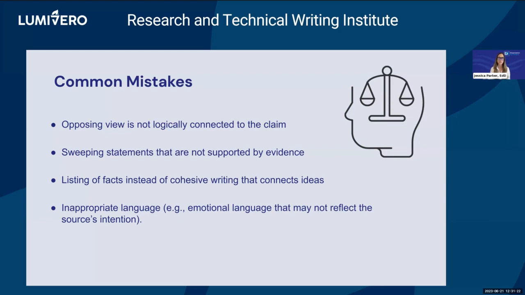Another common mistake is making sweeping statements that are not supported by evidence, listing out a bunch of facts instead of actually shaping the counterargument to show what the actual counterargument is, or using overly emotional language that doesn't correctly reflect the source's intention. So this is actually very important. It may be that some of the language you're using has an emotional appeal, but if you're citing a source that includes an opposing viewpoint, then the language that you use needs to accurately reflect that source's intention. So if that source is not using emotional language, then you should not be using emotional language, putting words in their mouth.